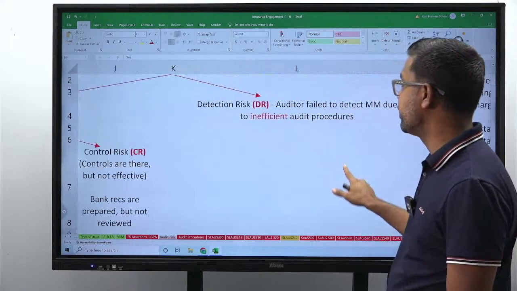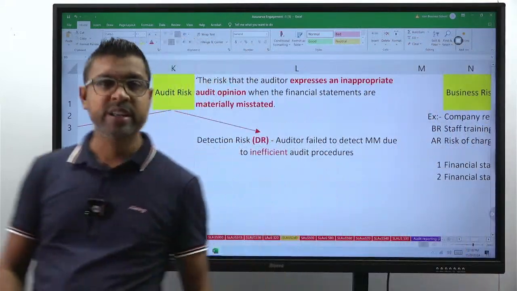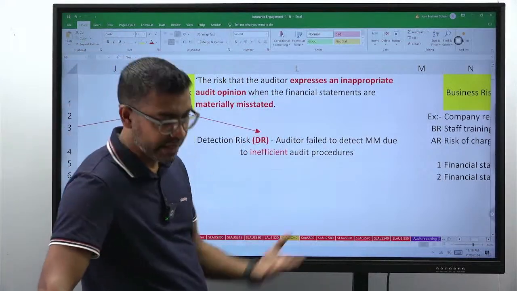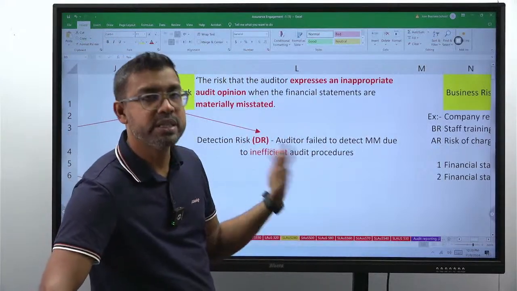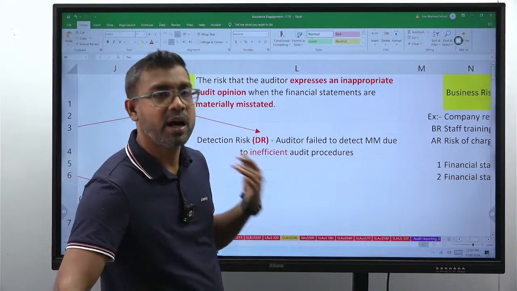Third element of audit risk is what? Detection risk. Auditor failed to detect material misstatement through his audit procedures. In other words, auditors' audit procedures are not effective.